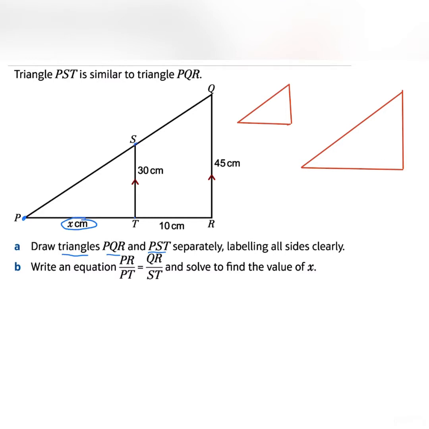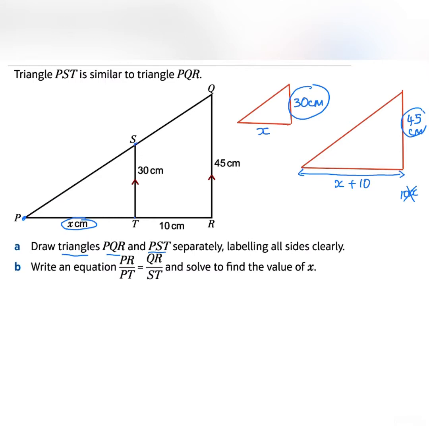Okay, so if we put in all the information that we know, so we know that this is 30 centimeters and this over here is 45 centimeters, and this side here is x, and now the total of this side, if you look at the bottom, the base of this full triangle P to R, is x plus 10. Now, a lot of people would make a mistake here and they would write down 10x, which is wrong. It's x plus 10.